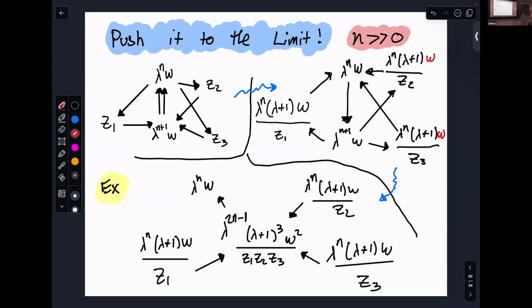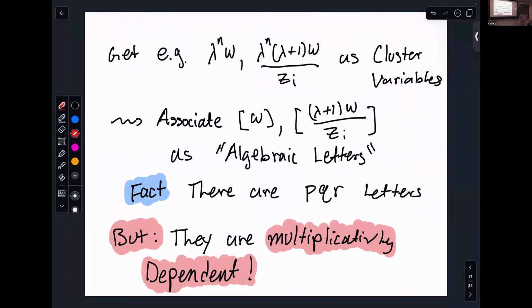And these cluster variables, if I pull out the finite piece, so for example, I computed out that lambda to the n and lambda to the n times lambda plus 1 omega over zi, those are cluster variables. If I pull out the part that just gets rid of this lambda bit, these things which are finite combinations given by this formula on the previous slide, I can recover the algebraic letters that are appearing in this G48 story. So these functions are exactly the algebraic letters that appear there.